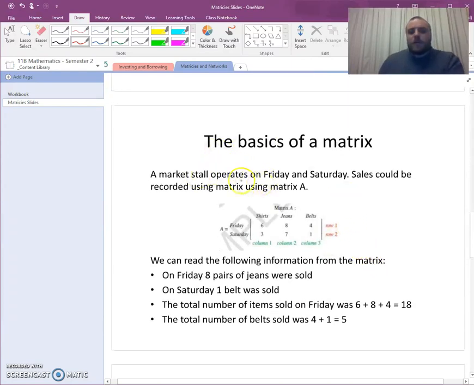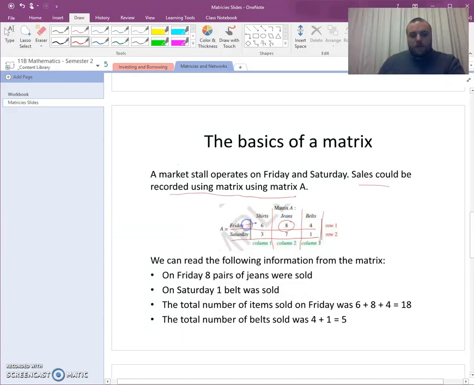So here's another example. A market stall operates on Friday and Saturday. Sales could be recorded using this matrix here. So we can read this information. On the Friday, so these are our two rows, we've got Friday and Saturday, row 1 and row 2. And then we've got shirts, jeans, and belts. On Friday, 8 pairs of jeans were sold. That's this bit of information here.